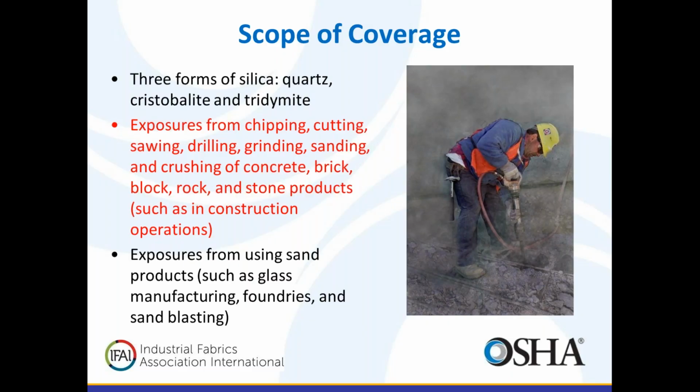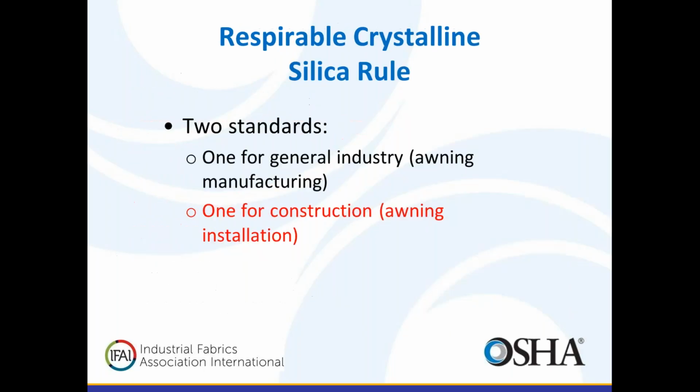The rules are actually broken up into 2 parts. One of them is a general industry standard, and that one applies to anyone that's working indoors, mostly in manufacturing, making stuff, like for you guys would be awnings or anything that goes on inside besides construction on the inside. And there's another standard that applies to people working outside in the construction industry, and that would be for the people that are actually installing the awnings.